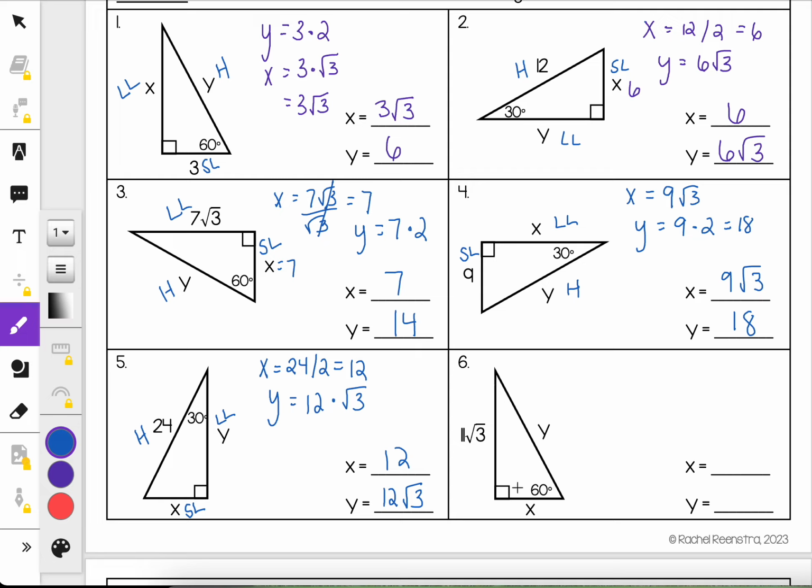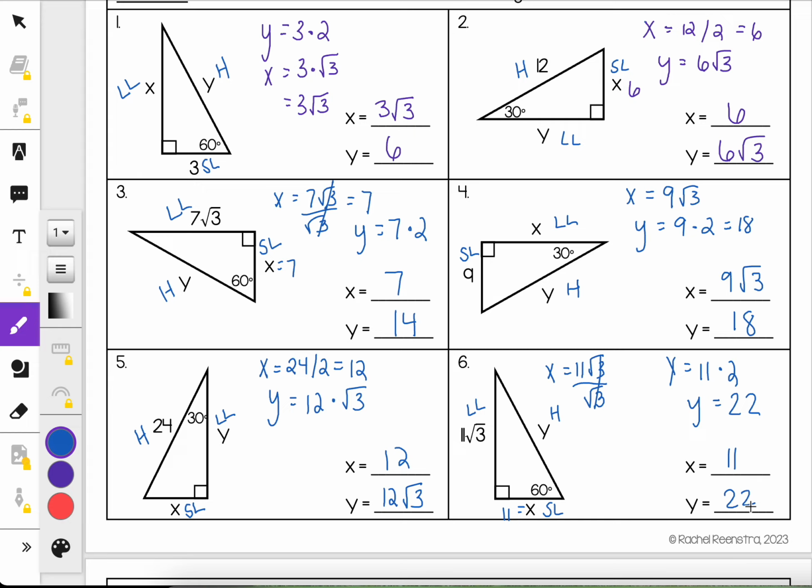And then number 6, I am given my long leg. I want to find my short leg and then my hypotenuse. All right, so long leg to short leg is divide by the square root of 3. So x equals 11. And then I can use that to find my hypotenuse. So y is going to equal 11 times 2, which is 22.